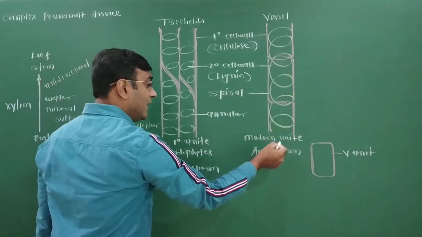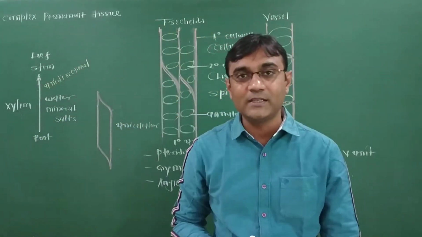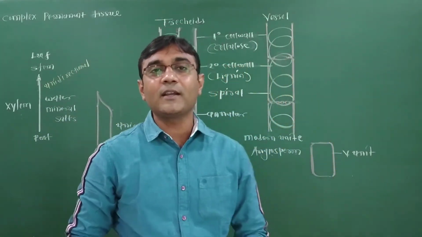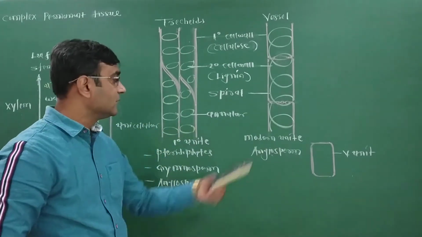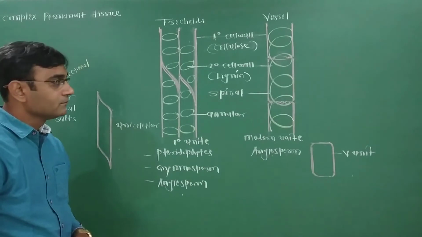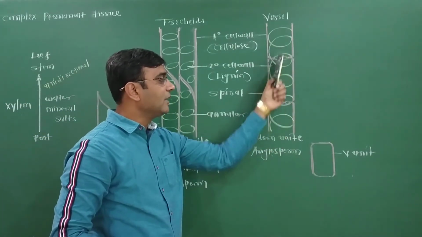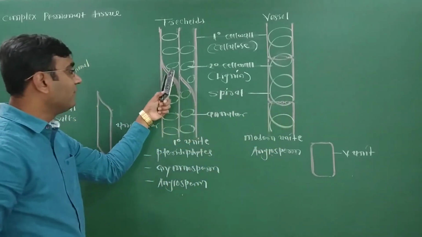Whereas in angiosperms, tracheid and vessel are both present as the main water conducting units. The vessel is highly developed, and the tracheid is a primitive structure. In a vessel the end wall is porous, with a single or many pores, whereas in a tracheid the end wall is closed.